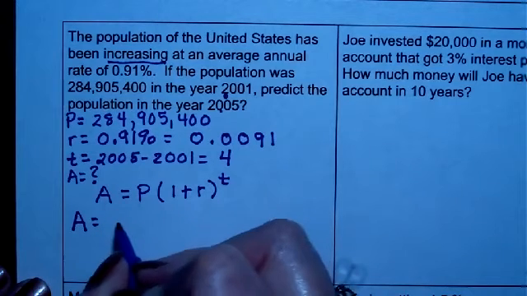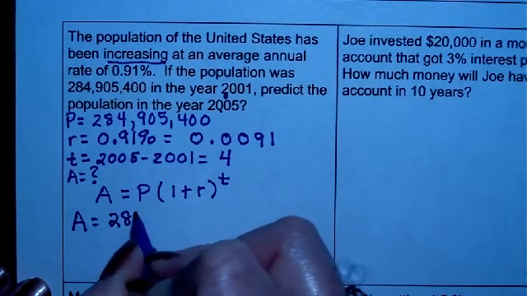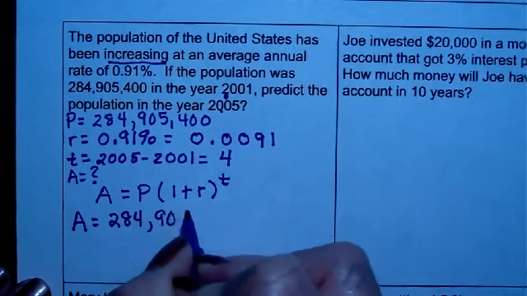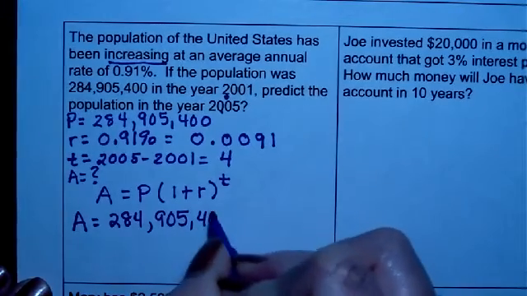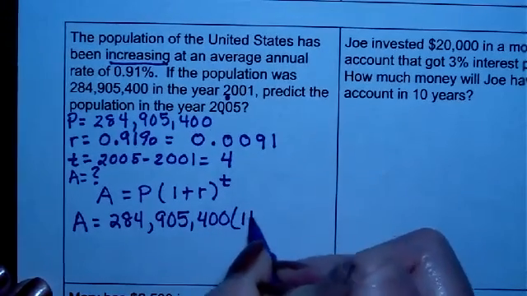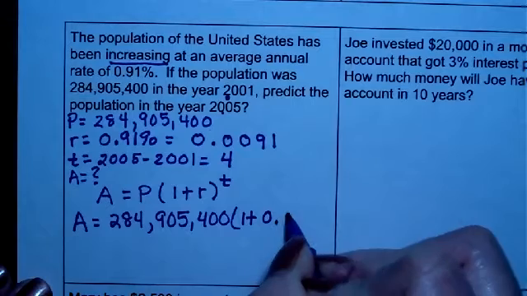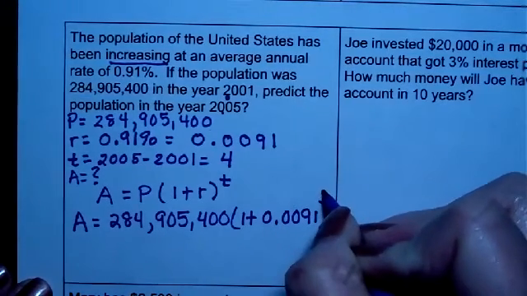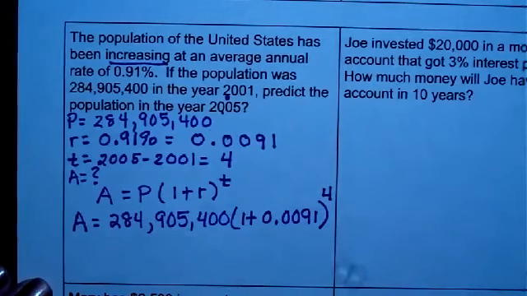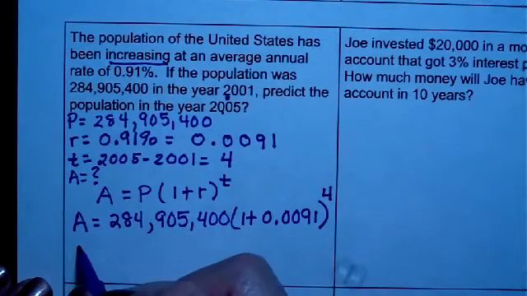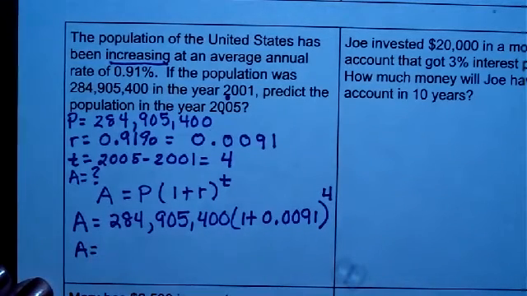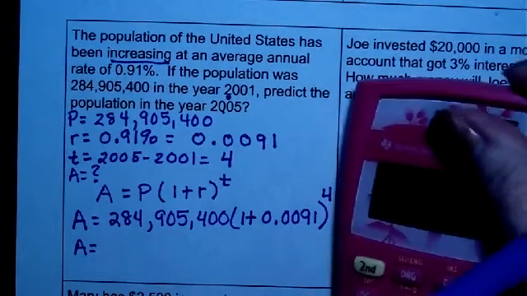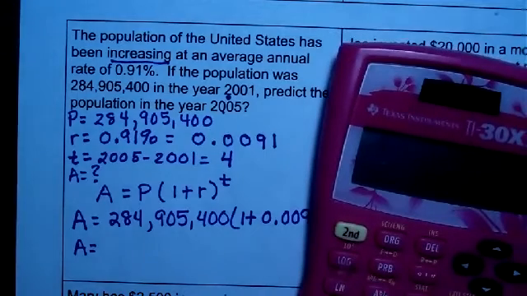So A equals 284,905,400, parentheses 1 plus the 0.0091, close that parentheses, and it's going to be to the 4th power. Now, y'all, after you get right here, grab your calculator, and you can just type it into any old calculator you want.